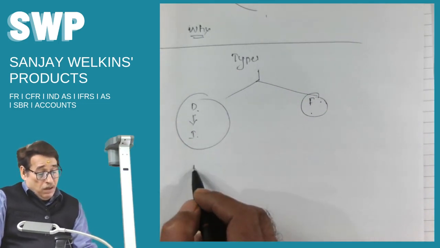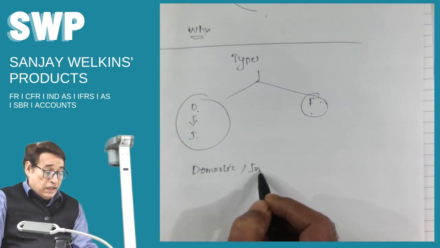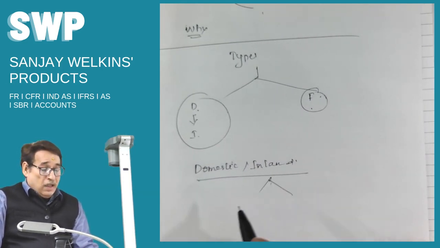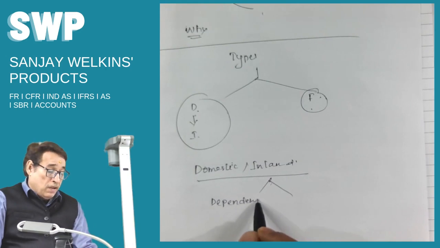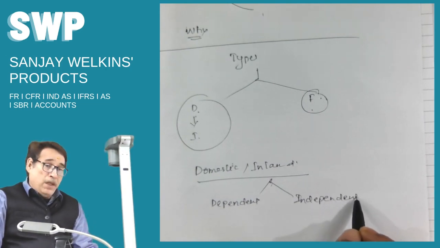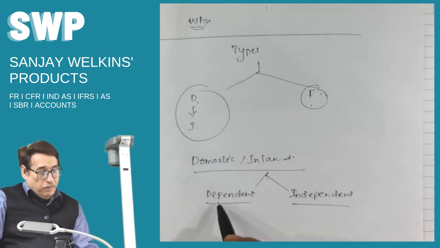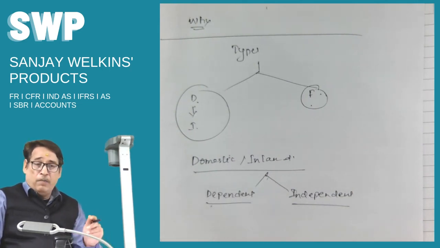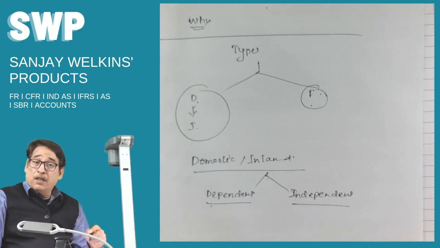Now, as far as domestic branches or inland branches are concerned, as I said just a moment ago, we will see later on that they are again classified into two types. One is dependent branches, and another one is independent branches. You know better than I the meaning of dependent and independent. But in the context of the branch, domestic or inland branches are broadly classified or segregated into two types, dependent branches and independent branches.